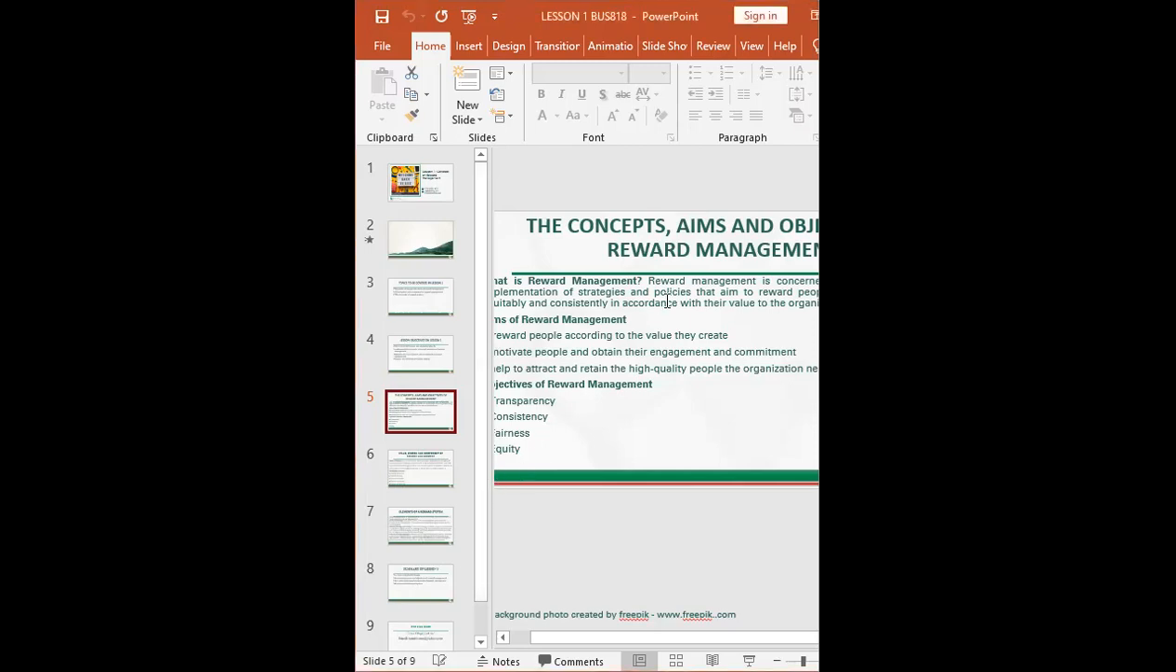So we move on to the aims of reward management. In an organization, what do you think the aim of reward is? Every organization rewards people for various reasons. Why do you reward people? What do you get in return for that? So we have various aims. For instance, the first one I put on the slide is rewarding people according to the value they create.